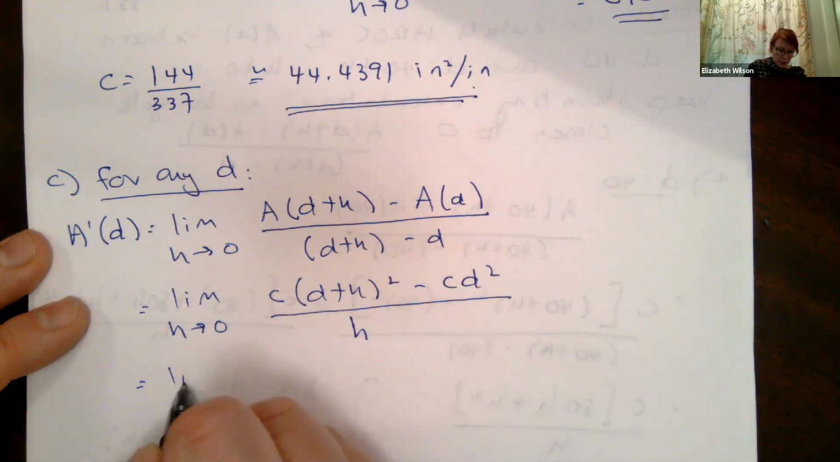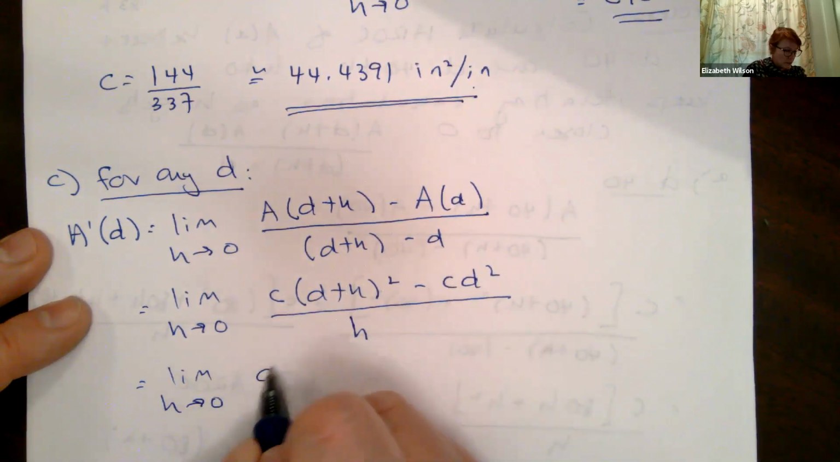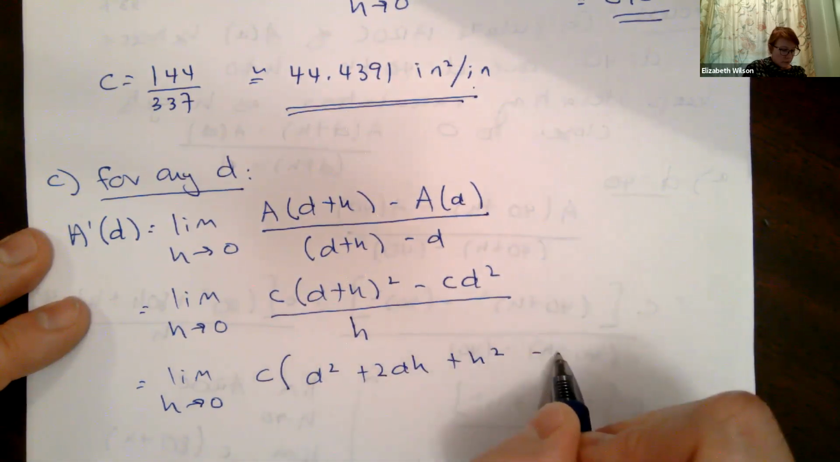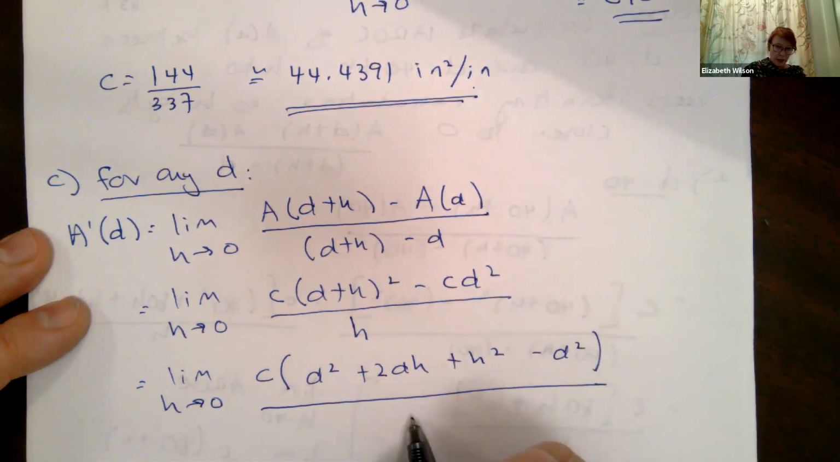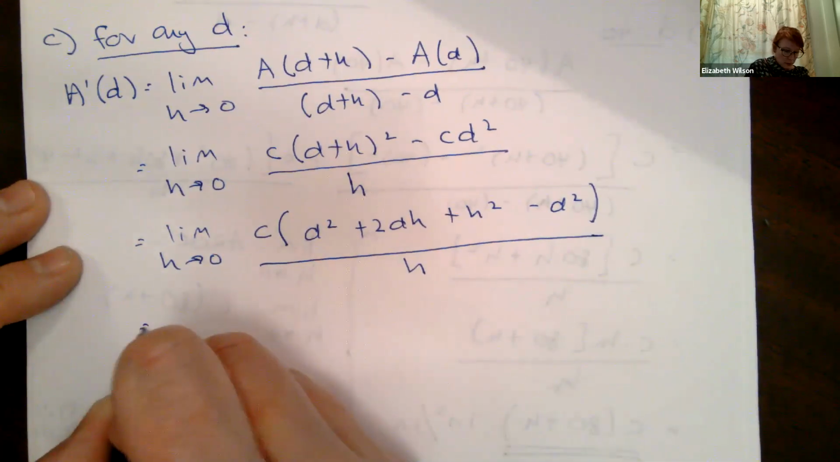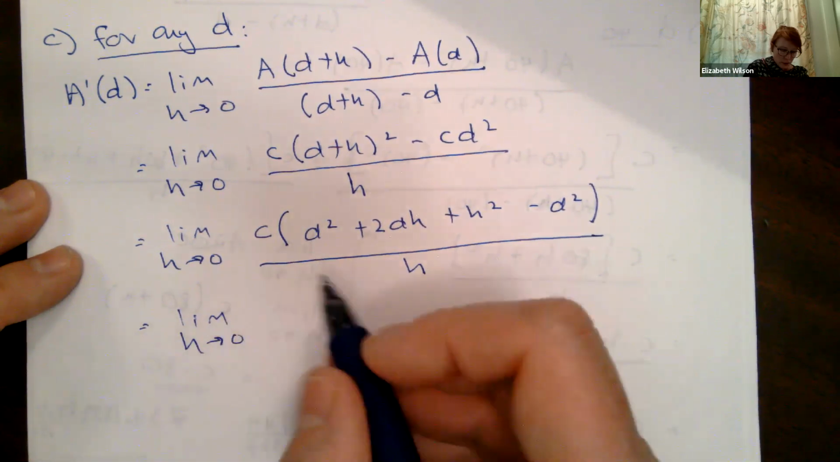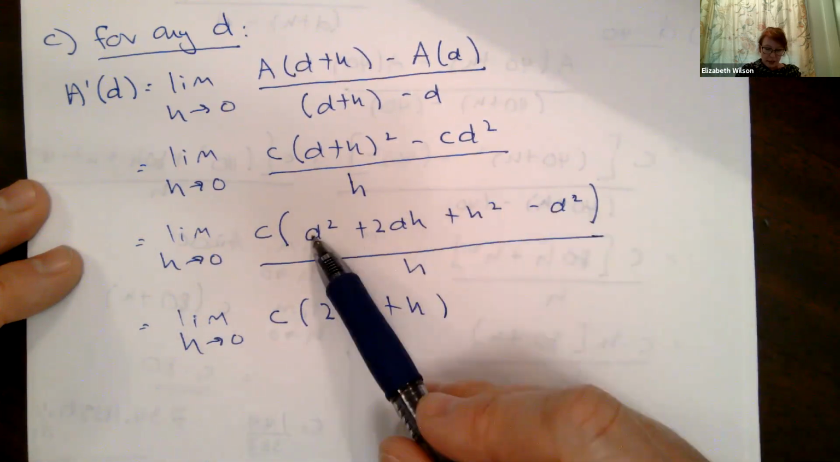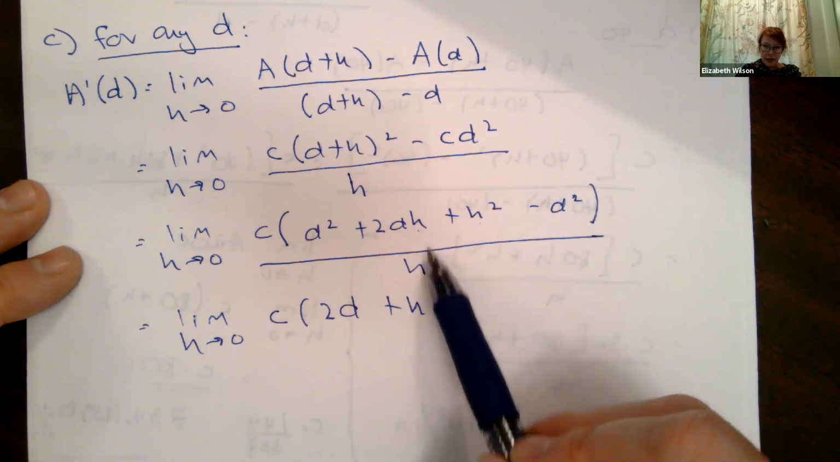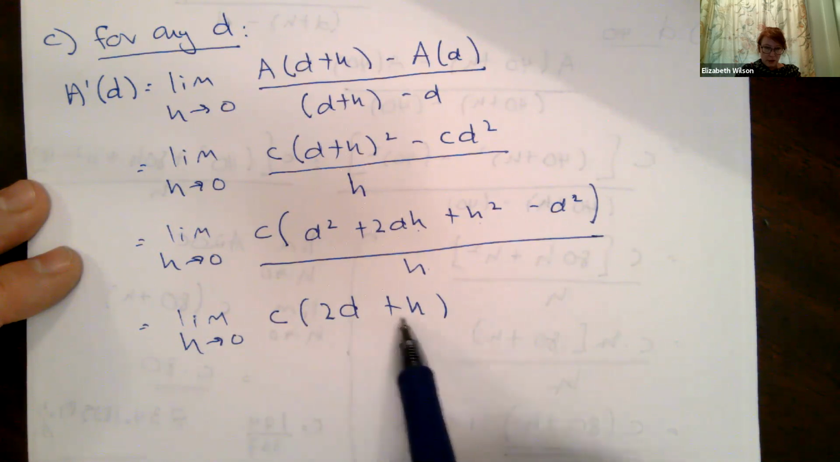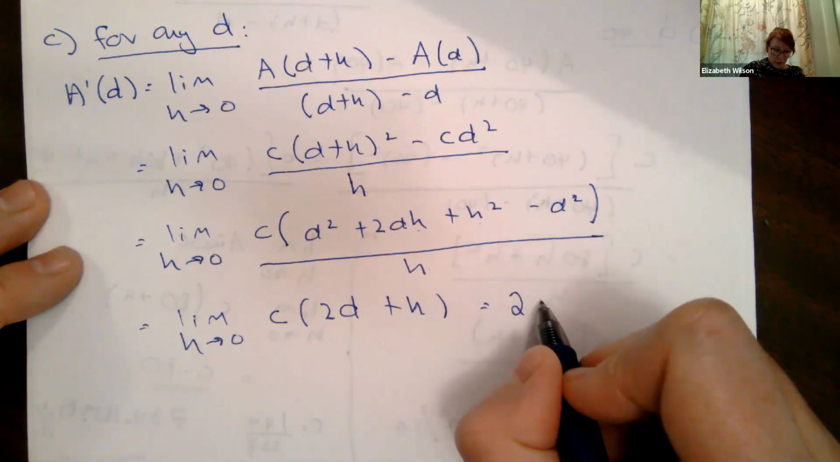I do some algebra. The limit as H goes to 0 of C times (D squared plus 2DH plus H squared minus D squared) over H. You have to watch your algebra. We'll talk about some tricks for algebra later. So the limit as H goes to 0 of C times 2 times (D plus H). The D squareds cancel, I factored out an H and canceled it with the H in the denominator, and I'm left with my constant times (2D plus H). Now the limit as H goes to 0 is equal to 2CD.